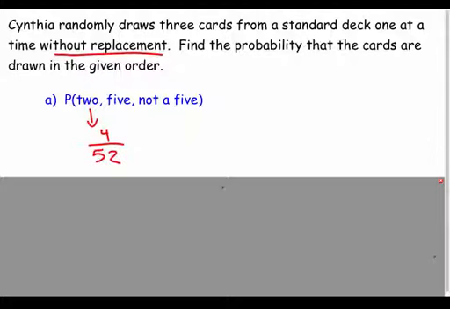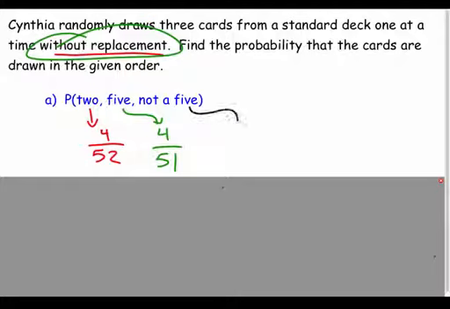Okay, now let's go for the 5. All right, 5. How many 5s are in the deck? Well, there's still 4 5s in the deck, but there's no replacement. So how many cards are left in the deck? 51. There's only 51 cards left in the deck now.